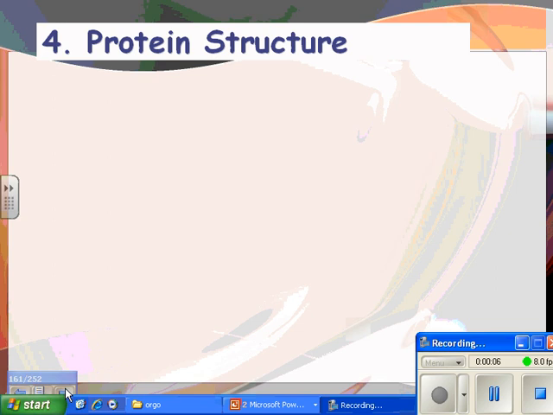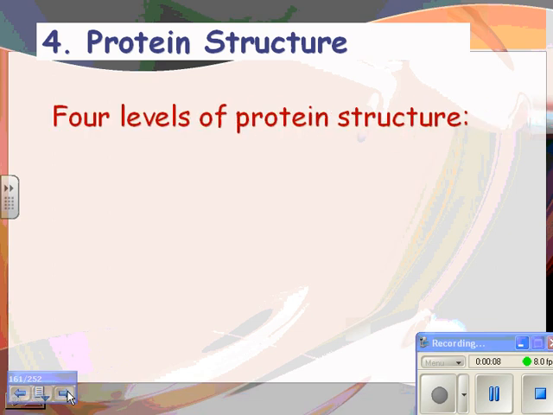Protein structure. There are 4 levels of protein structure. The shape of a protein is super important because, as I mentioned before, if you don't have the right shape, then the protein won't work.